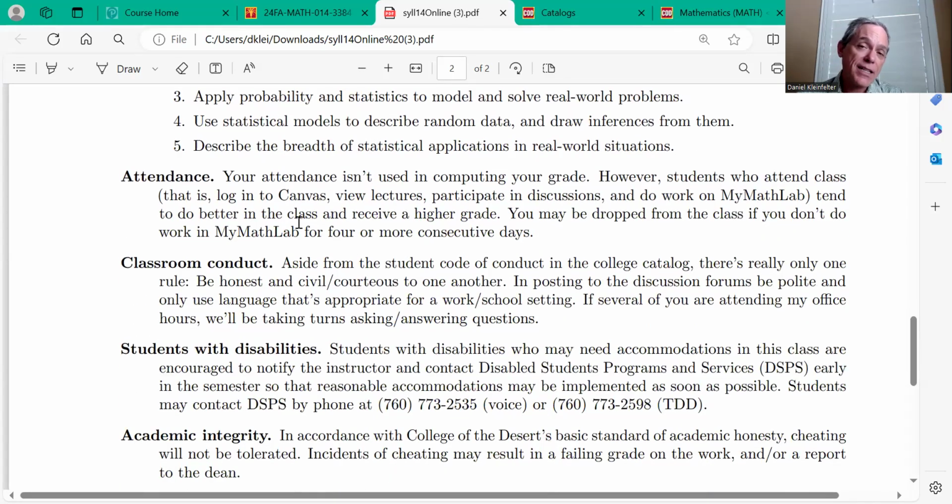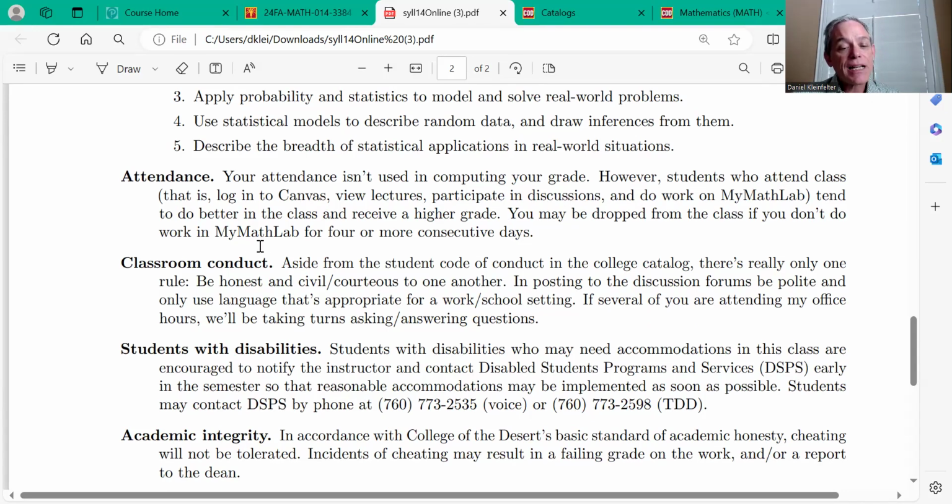Attendance, I don't count attendance in your grade. In a class like this online, what I mean by attendance is logging into Canvas, watching lectures, logging into MyMathLab, doing the work on MyMathLab, looking at discussion questions and replying. All of that I count as attendance. However, attendance doesn't count towards your grade or against it. However, people who do those things, watch lectures, do the work in MyMathLab, participate in discussions, tend to do better.